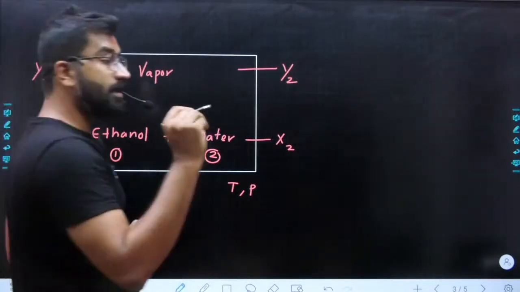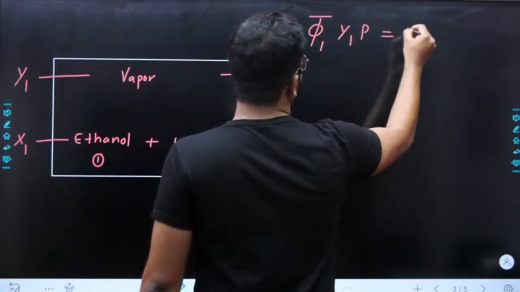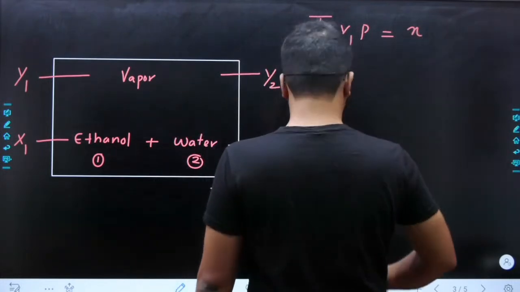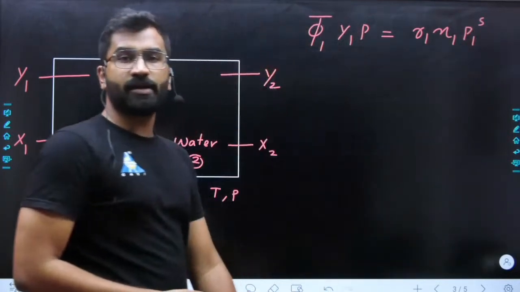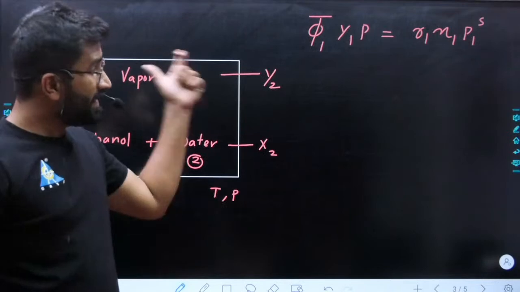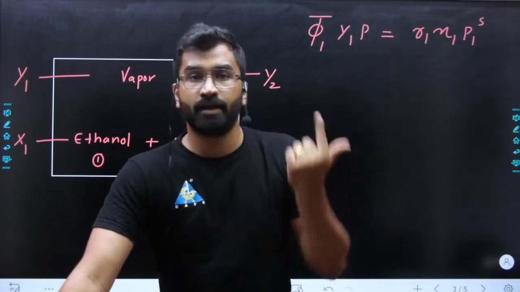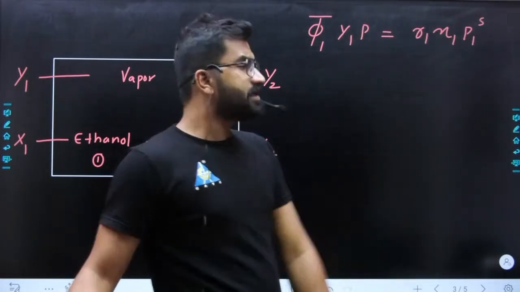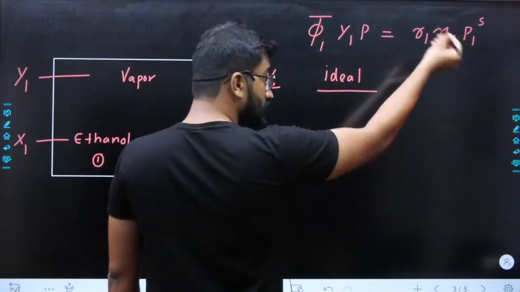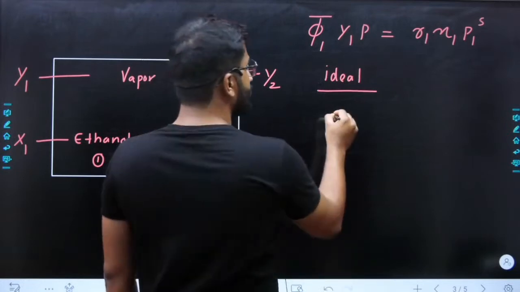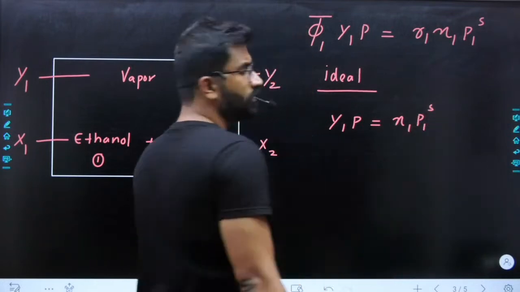So you have a basic equation. What is the basic equation? Phi 1 bar Y1 into P is equal to gamma 1 into X1 into P1S. This is the general equation. If they have given a dilute solution, instead of P1S, you can write Henry's law constant. That's the only change. If they give you ideal solution, ideal vapor phase and ideal liquid phase, this equation will turn into Y1 P is equal to X1 P1S. This is your Raoult's law.